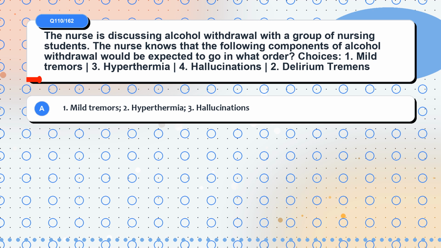Question 110. The nurse is discussing alcohol withdrawal with a group of nursing students. The nurse knows that the following components of alcohol withdrawal would be expected to go in what order? Choices: 1. Mild tremors. 3. Hyperthermia. 4. Hallucinations. 2. Delirium tremens. Here are the options. Option A. 1. Mild tremors. 2. Hyperthermia. 3. Hallucinations.